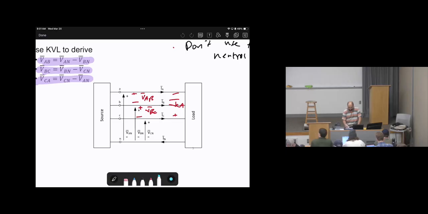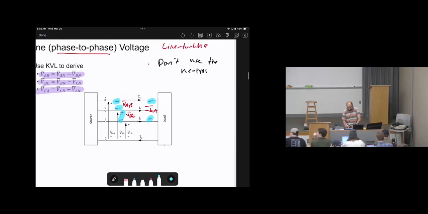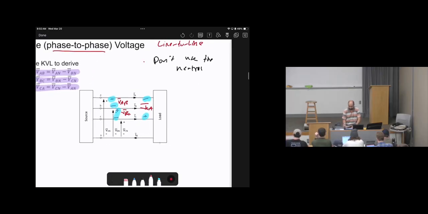As we see here, the positive can be at A, negative at B, or positive at B, negative at A, or positive at C, negative at A. As a result, now we have 6 voltages so far. What are these 6 voltages?